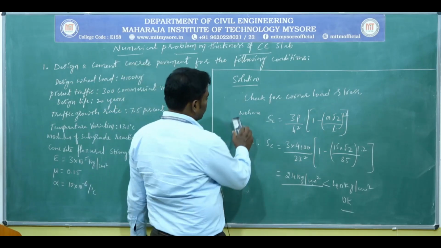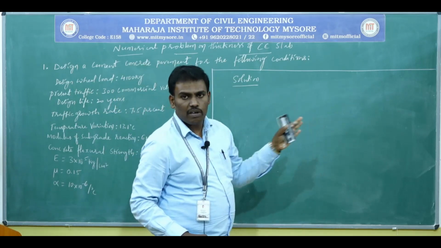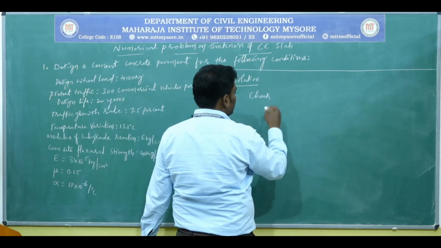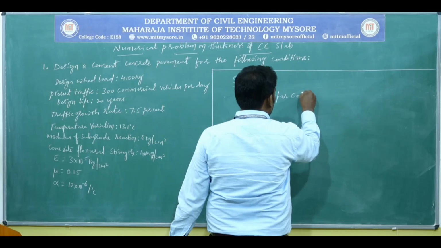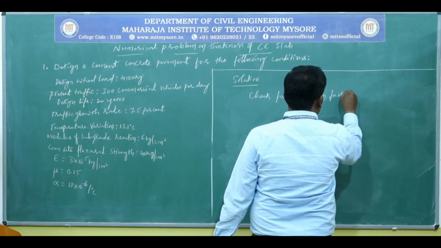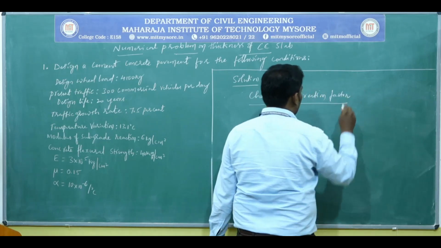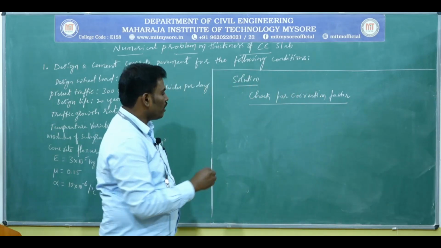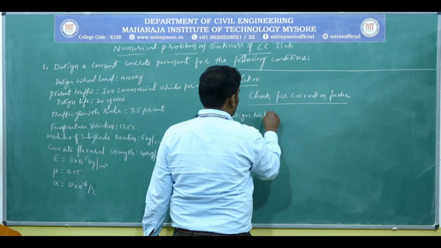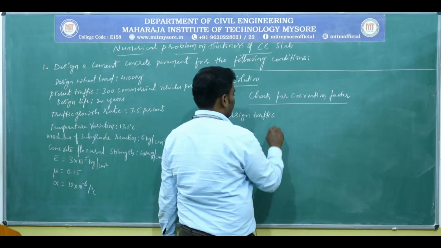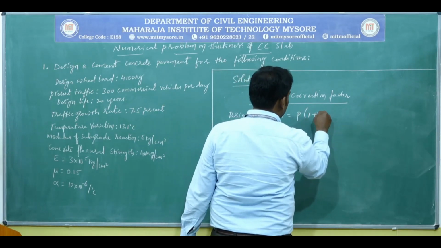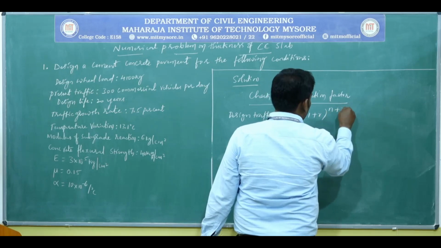Go for that. Once you have checked the corner load stress, then you need to check for the correction factor. We have design traffic A equal to P into 1 plus R to the power of N plus X.